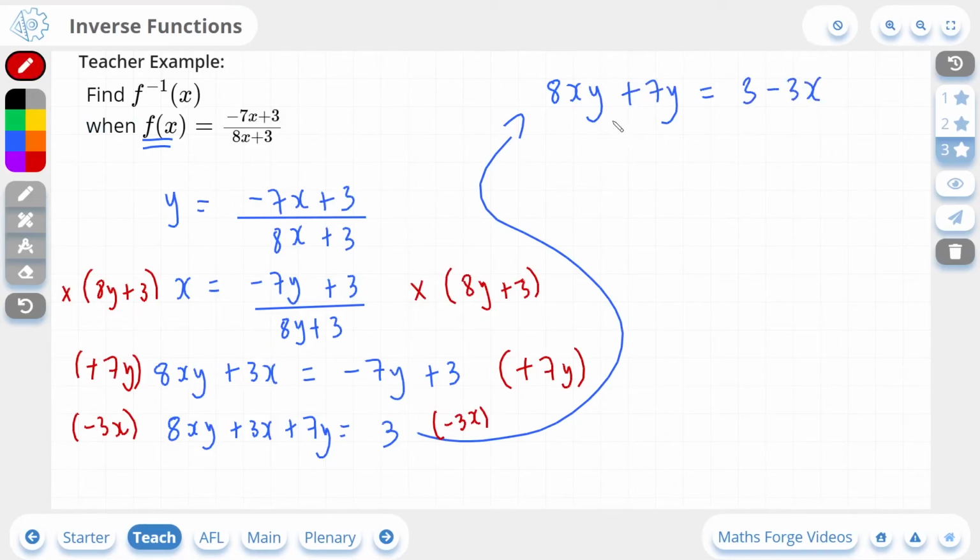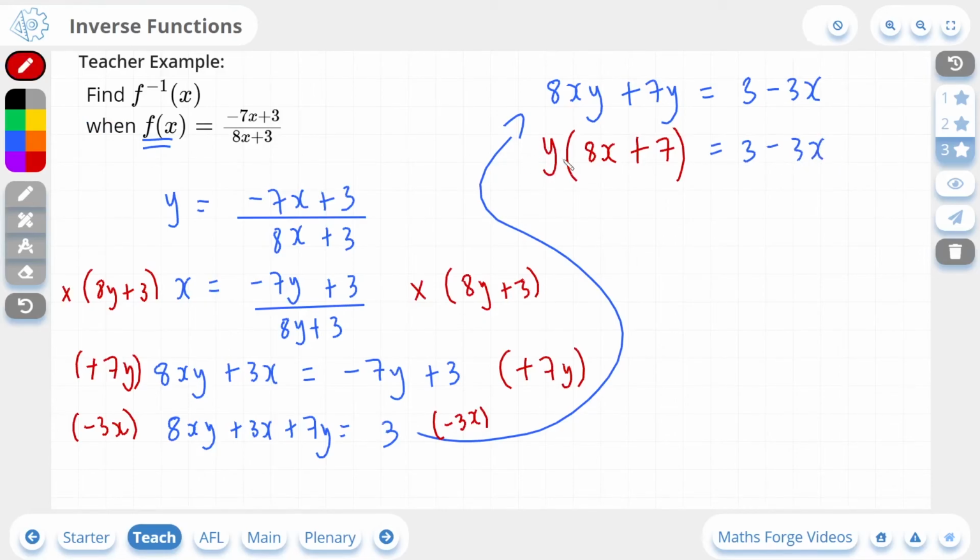Now at this stage, in order to isolate the y, because we can't simplify this expression, you're going to need to factorize. And that looks like this. We're going to pull out a y from this expression here, and it's going to leave us with a single bracket, an 8x plus 7. And this is going to equal 3 minus 3x.